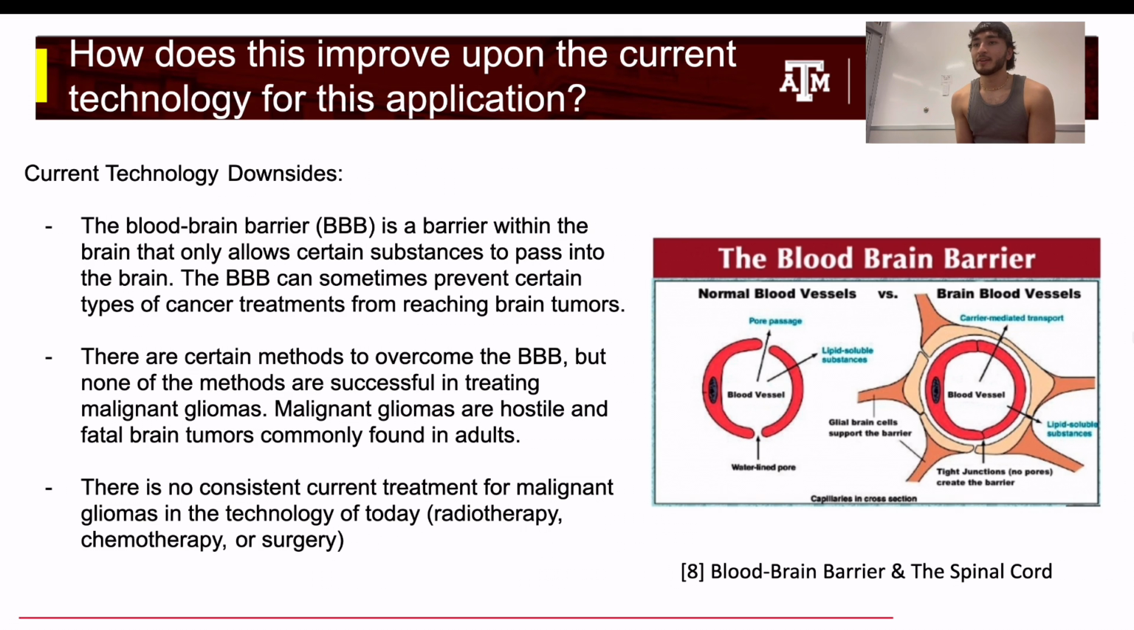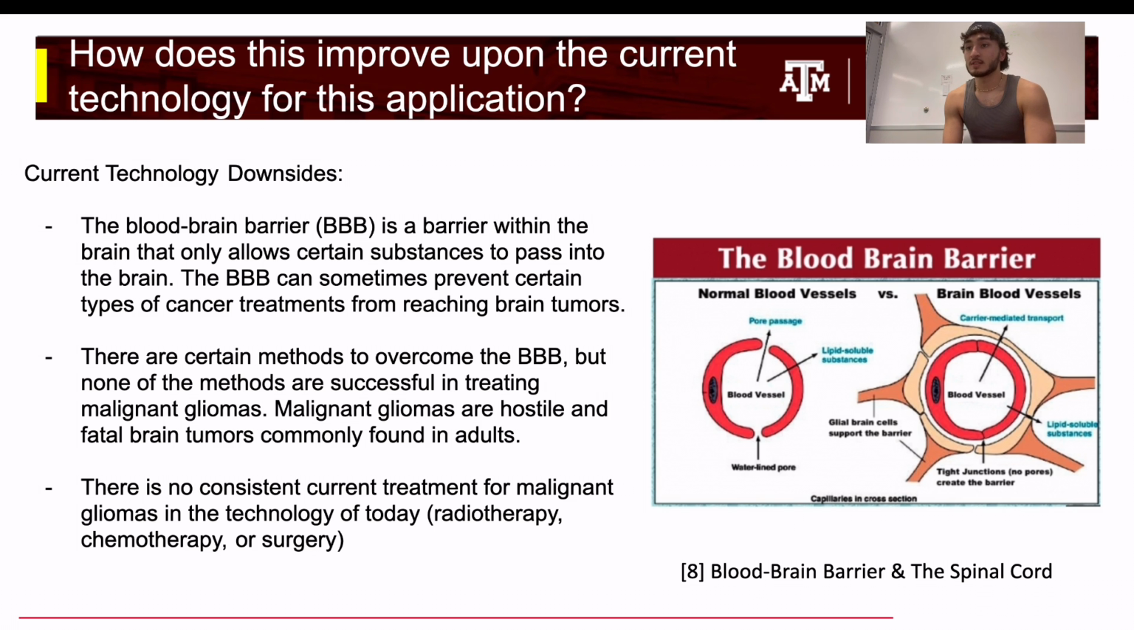The blood-brain barrier, also known as the BBB, is a barrier within the brain that allows only certain substances to pass into the brain. The BBB can sometimes prevent certain types of cancer treatments from reaching brain tumors. There's a picture of the blood-brain barrier to the right. There are certain methods to overcome the BBB, but none of the methods are successful in treating malignant gliomas.